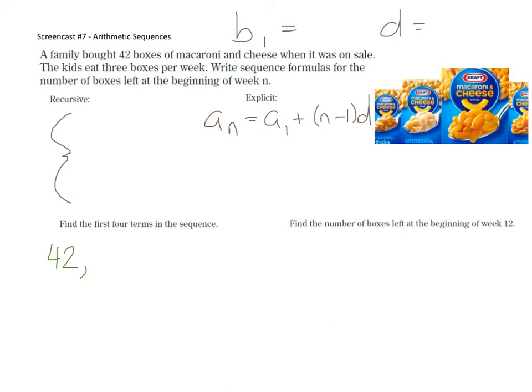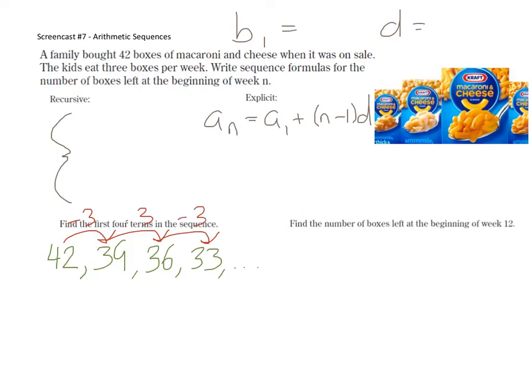42 is at week 1. Then, of course, kids eat 3. So at week 2, it's 42 minus 3, which will give us 39. And then it goes down again. In the 3rd week, we have 36. And then after that, we have 33. So here are the first 4 terms. And, of course, it goes on and on. So dot, dot, dot. And the way we got that, quite simple. Every single time we went to the next term, we did not add 3. We, of course, subtracted 3.